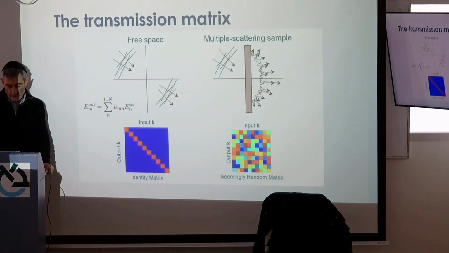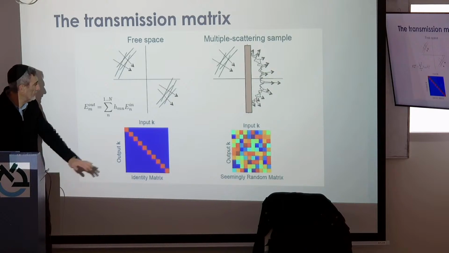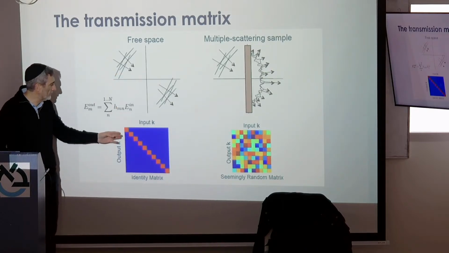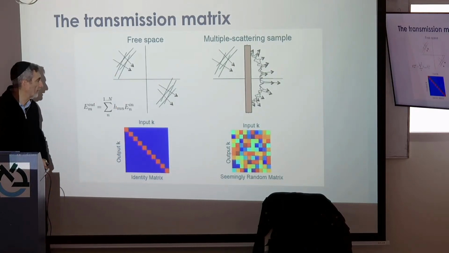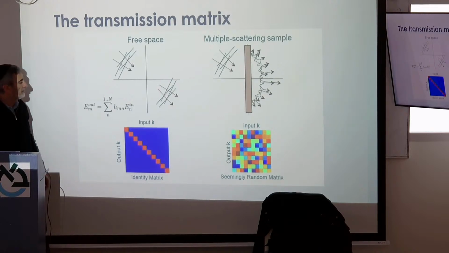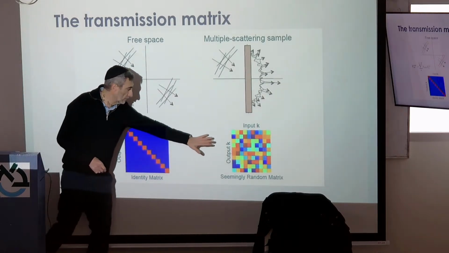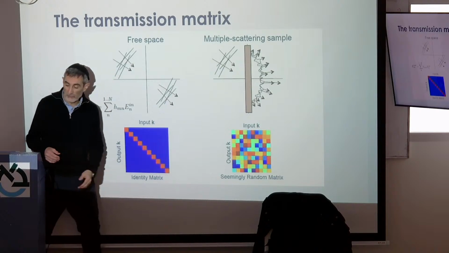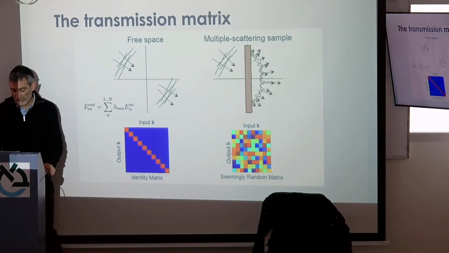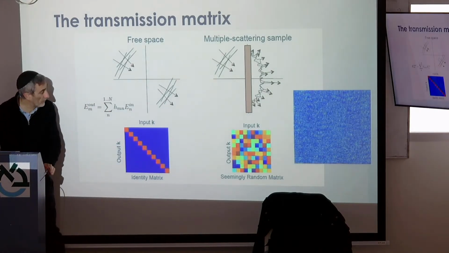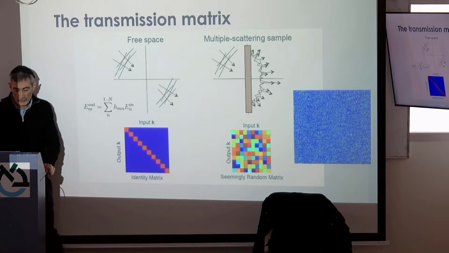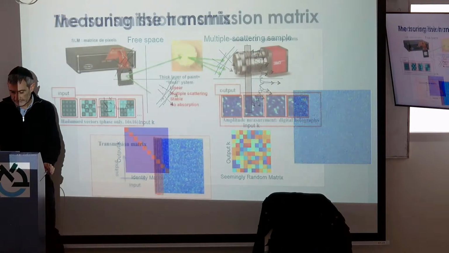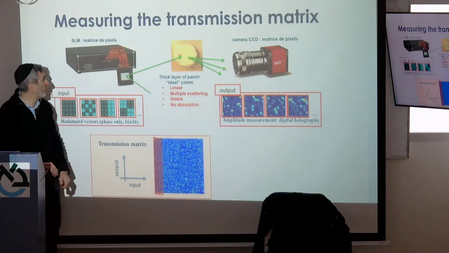So that's a small example. That will be the case of free space. This is just a diagonal matrix, okay. But if the medium is scattering, you get an output that looks completely random, okay. But this is the matrix. Actually, that's one matrix that has been measured in the experiment I'm going to describe now. So that's the experiment.